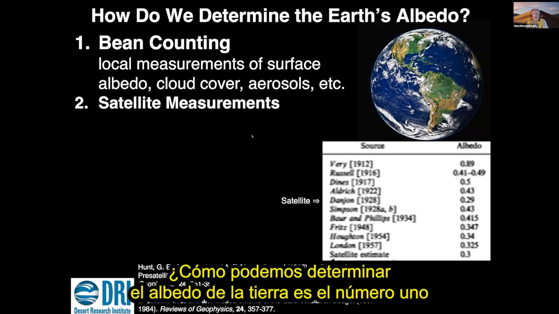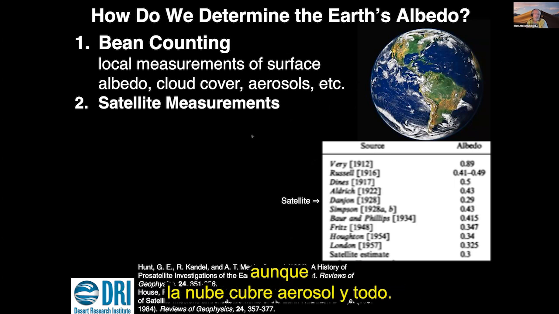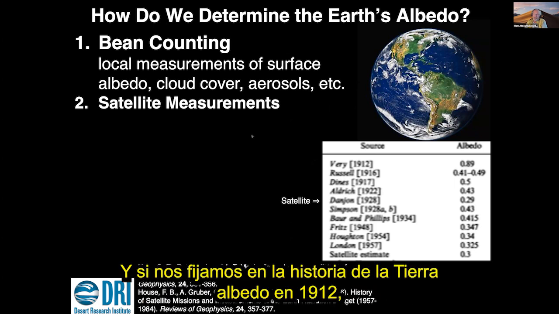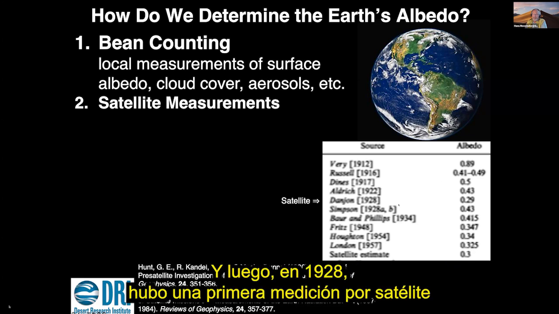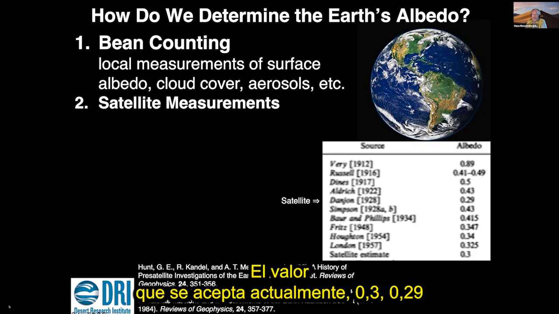Now, how do we determine the Earth's albedo? Number one is bean counting. You can do measurements of surface albedo, cloud cover, aerosols, and everything. And the better way is really satellite measurements. And if you look at the history of Earth albedo, in 1912 people thought the Earth albedo from bean counting was about 0.89. And then in 1928, there was a first satellite measurement, which got it right at 0.29, the value which is currently accepted, 0.3 or 0.29.